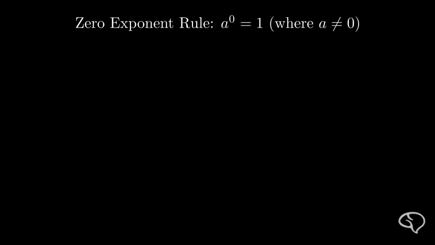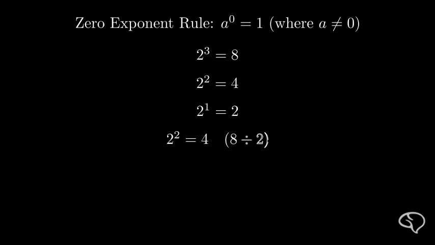Let's look at a pattern to understand this. Consider the powers of 2. We know 2 cubed is 8, 2 squared is 4, and 2 to the power of 1 is 2. Notice the pattern. To get from one power to the next lower power, we divide by the base, which is 2. 8 divided by 2 is 4. 4 divided by 2 is 2. If we continue this pattern, what should 2 to the power of 0 be? It should be 2 divided by 2, which is 1.